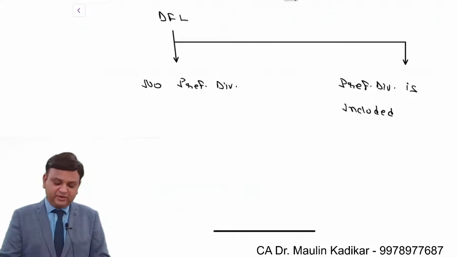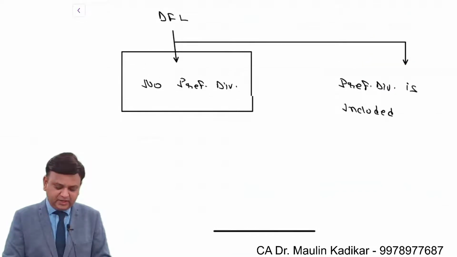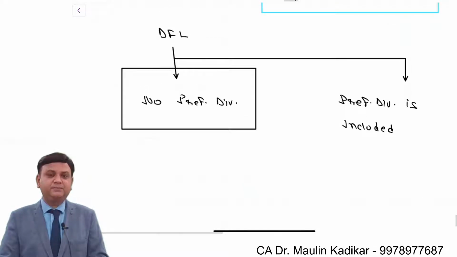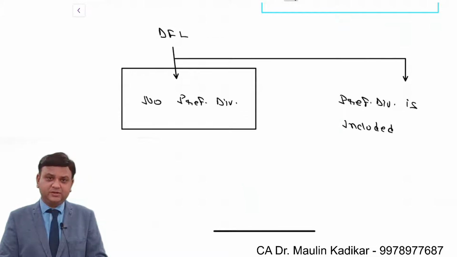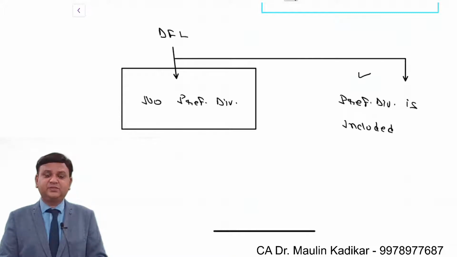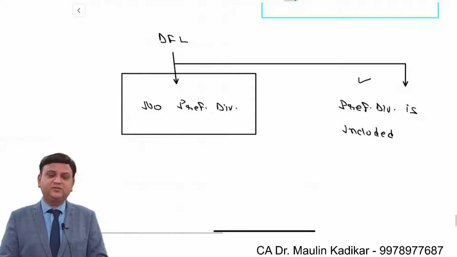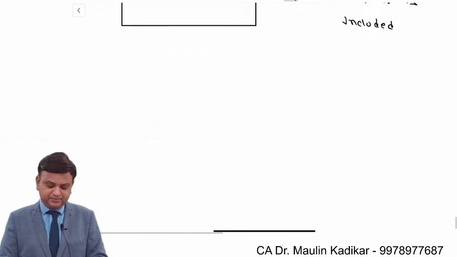Dear students, first of all, we are going to focus on the calculation of the DFL in which the preference dividend information is not given. Then we are going to understand the calculation of the DFL if the preference dividend information is given. That is the way we are going to understand it in two segments: DFL without preference dividend, and DFL with preference dividend.